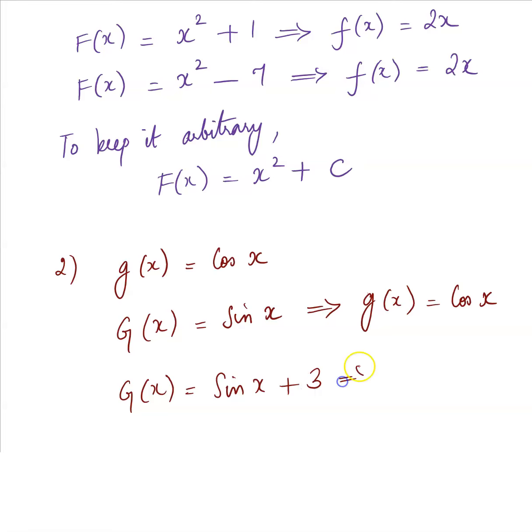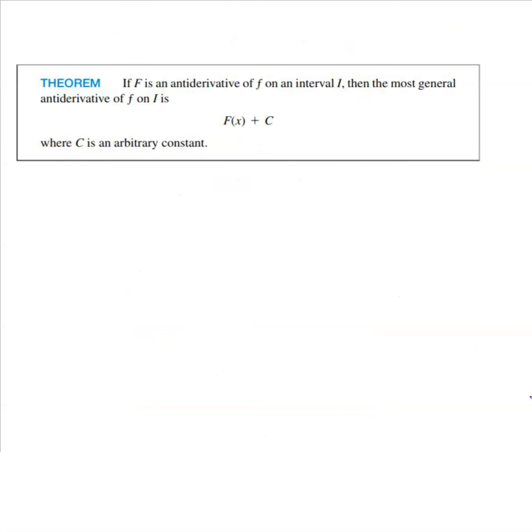Plus 3. That also will give us g of x to be cosine x. So using the same argument, it implies that g of x must be sine x plus some constant c. The theorem says if F is an antiderivative of small f on an interval I, the most general antiderivative of f on I is F of x plus c, what we just saw.